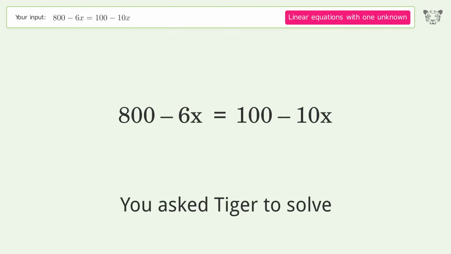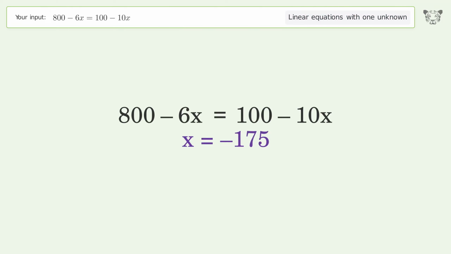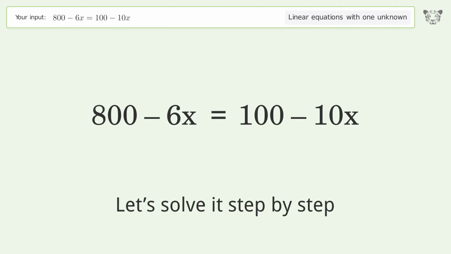You ask Tiger to solve. This deals with linear equations with one unknown. The final result is x equals -175. Let's solve it step by step.